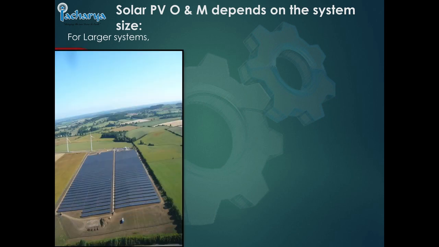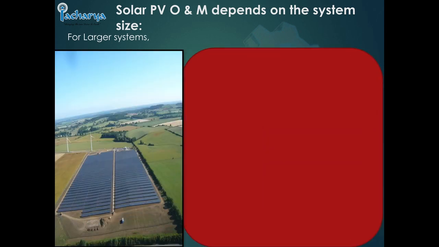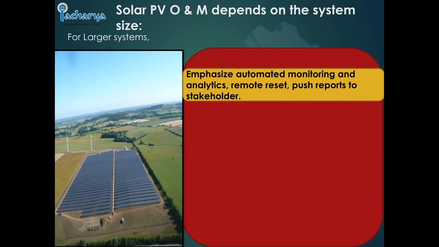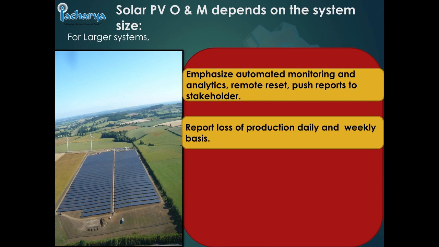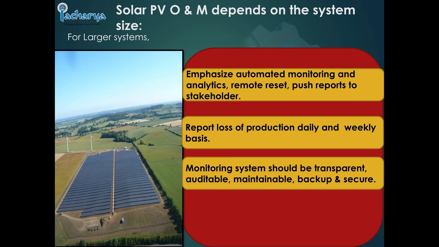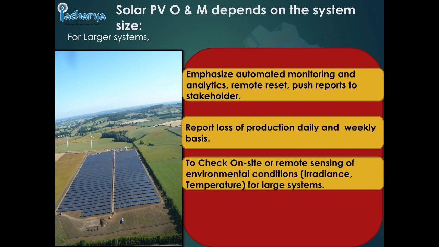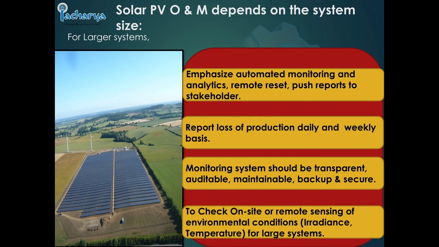For larger systems, emphasize automated monitoring, analytics, and remote reset. Push reports to stakeholders. Report loss of production on a daily and weekly basis. The monitoring system should be transparent, auditable, maintainable, backed up, and secured. Check on-site or remote sensing of environmental conditions, irradiance, and temperature for large systems.